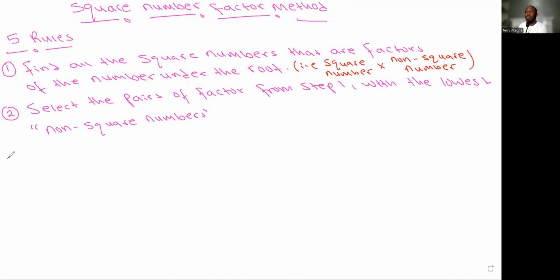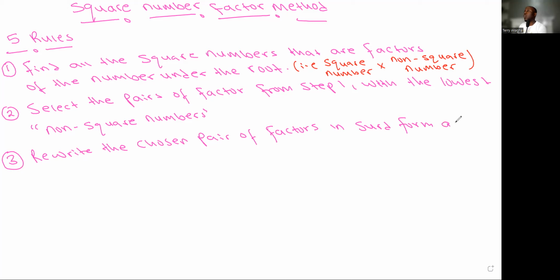Then number 3, when you're done with that, you have to rewrite the chosen pairs that you selected from step 2. So the factors you selected from step 2, you rewrite them as a product of the factors in surd form.